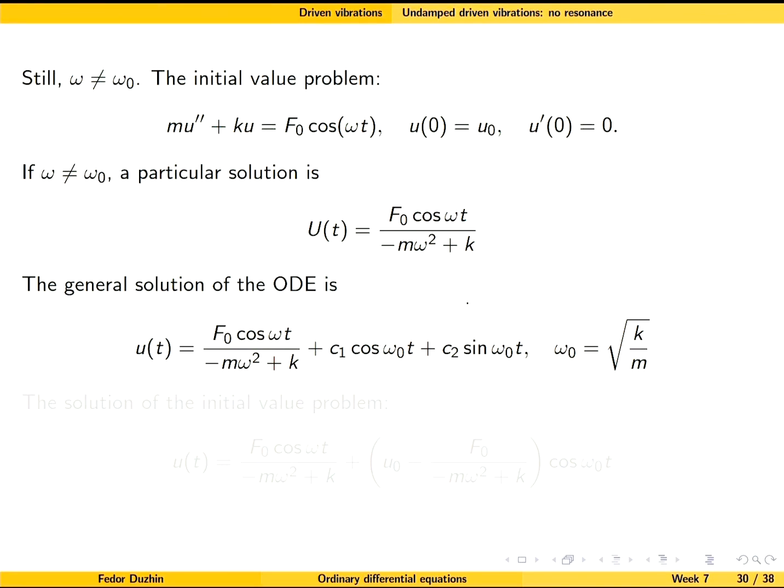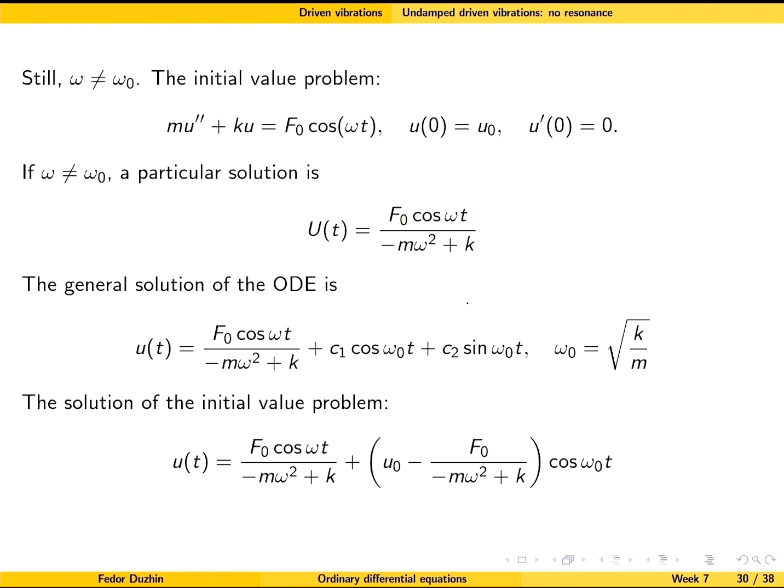It is periodic if the ratio between omega and omega naught is a rational number. If it is irrational, then it's going to be a bit chaotic. But anyway, it's going to be a series of oscillations. So here is the answer.